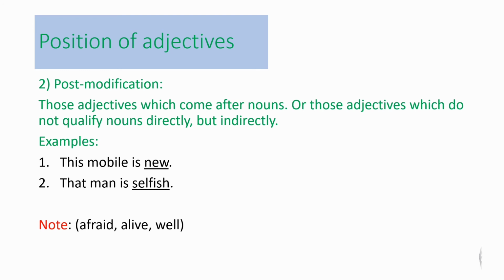And the second example, that man is selfish. So selfish here is an adjective, and the position of this adjective is post-modification because selfish comes after the noun man, and selfish does not qualify the noun man directly. Note that some adjectives such as afraid, liar, well cannot be used attributively. They can only be used in a post-modification position.